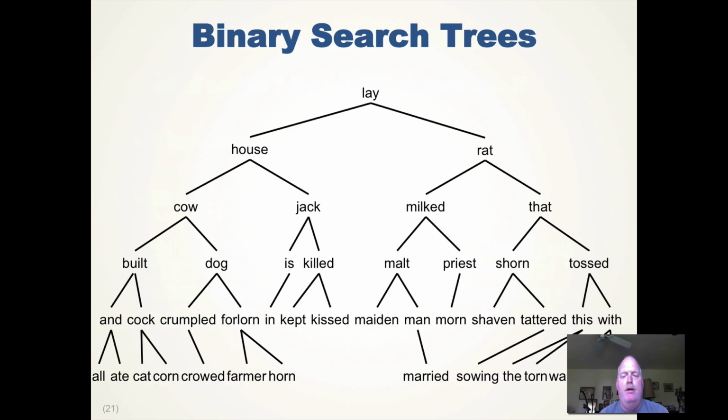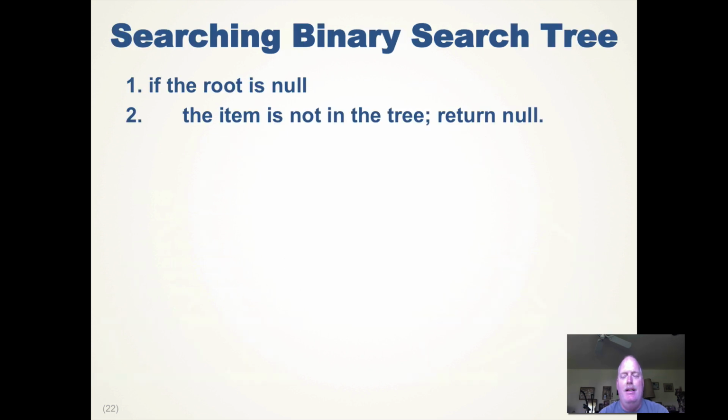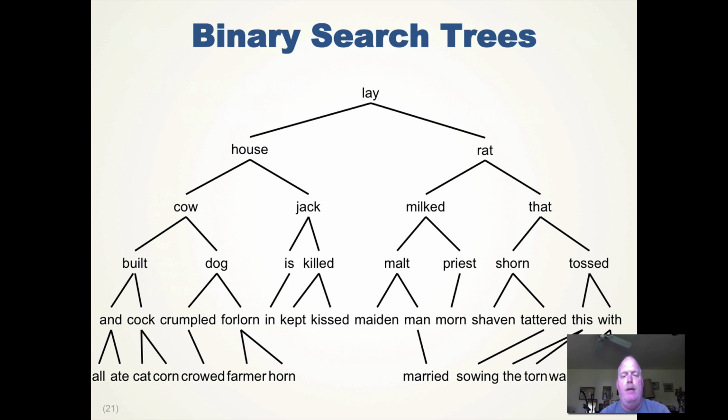And here's an example of a binary search tree with the words from a nursery rhyme. So you can see that all the items in the left subtree of lay are less than lay, so they're all alphabetically less, and all the ones to the right of lay are greater than lay, so they're alphabetically greater. So why would we have such a thing? Because we want to have a way of searching through this data to find things, and it allows us a quick search because the depth of the tree is basically log n of the number of items in the tree, so it's a quick search.